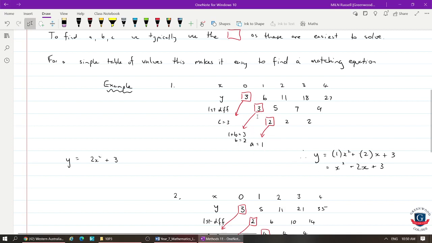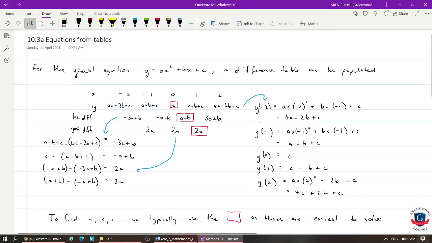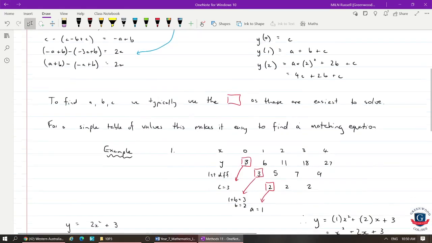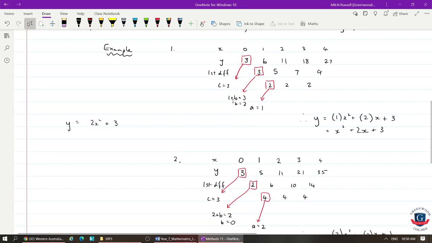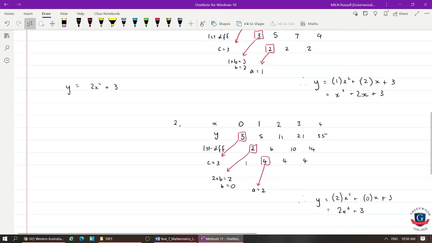And I know that this value here has to be a plus b from our generalized equation. And if that has to be a plus b, if a is 1 and the equation has to equal 3, b must be 2. And that's where that value there comes from. Simplify this, I get the equation, or the function, for this table of values. And I could use that to find any other value for y that would correspond to x that would be on the curve. Here's a second example.